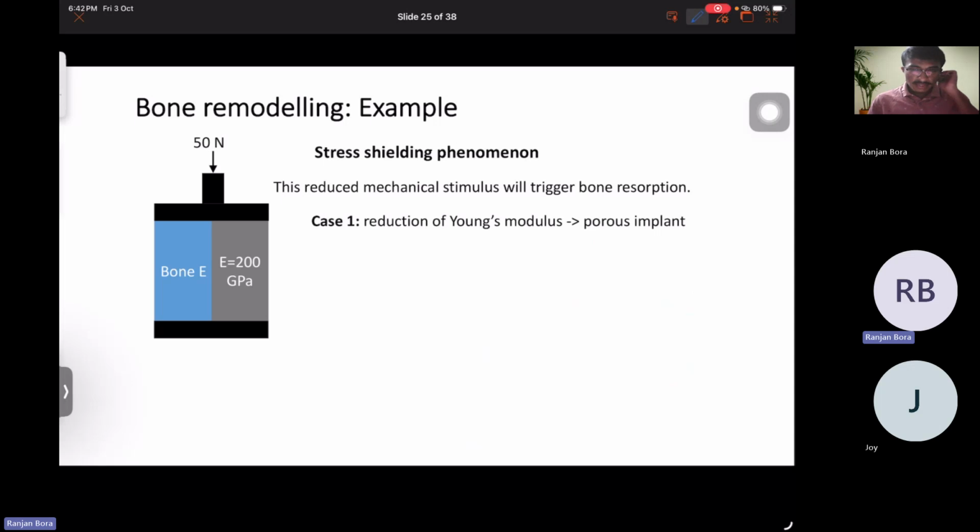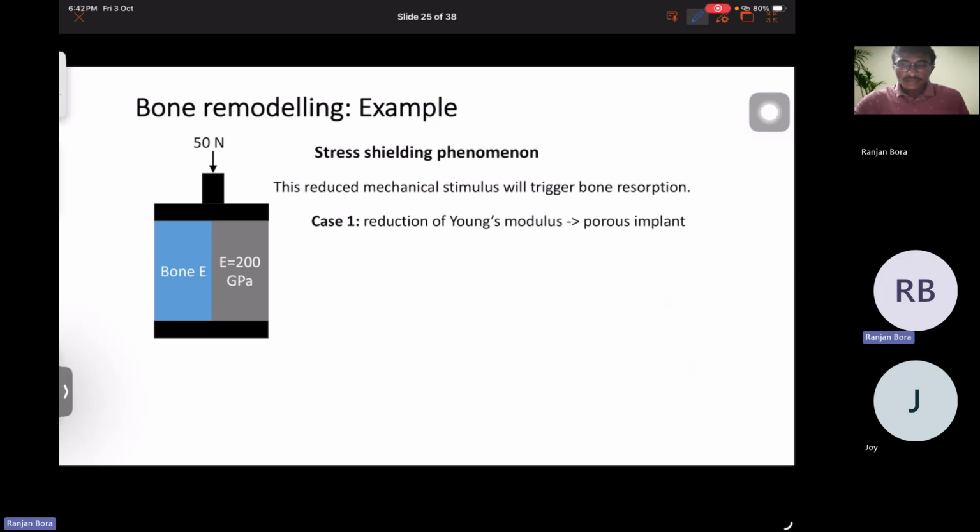So we have seen that stress shielding happens because of the difference in stiffness values of the bone and the implant. So how can we reduce the stress shielding? To reduce the stress shielding, we need to reduce the stiffness of the implant. For reducing the stiffness of the implant, there are two cases. Case one is we can reduce the stiffness of the implant by reducing the Young's modulus of the implant.